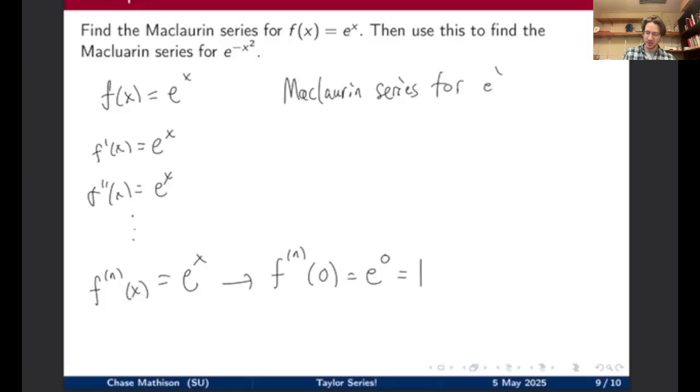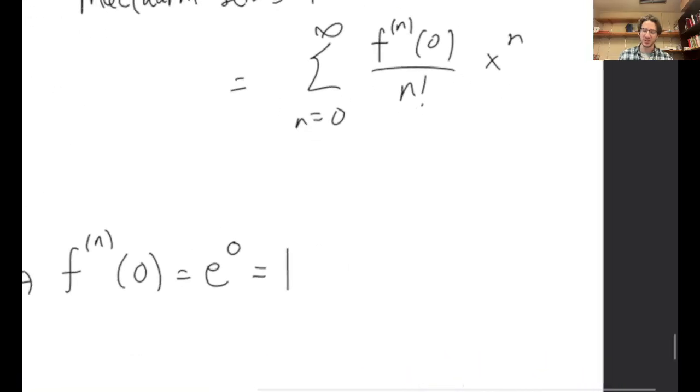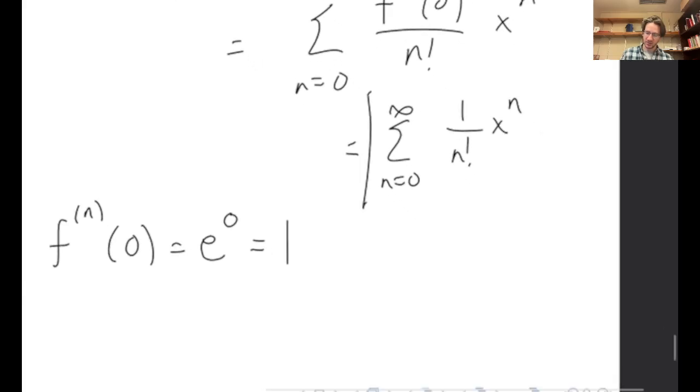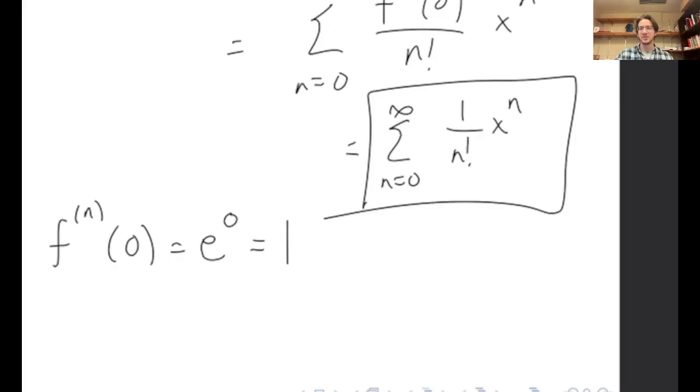And we can say that the Maclaurin series for e to the x is the sum from 0 to infinity. Just by definition, it's this. What I've written right now is not specific to e to the x. This is the general definition for the Maclaurin series for f of x. But now I'll plug in what is that nth derivative of f at 0? Well, it's always 1. So 1 over n factorial times x to the n. And there we go. There's our Maclaurin series.